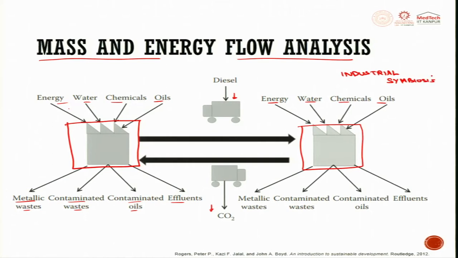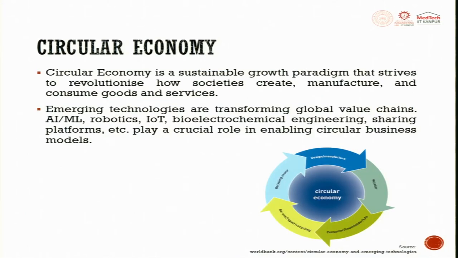But this is how we need to understand the systems keep on going. To understand this, how do the systems help each other? Industrial symbiosis is one of the methods or concepts that could be instituted, but we need to understand in a broader viewpoint what a circular economy is. Circular economy is a sustainable growth paradigm. Paradigm means a situation, design, a change that strives to revolutionize how societies create, manufacture, and consume goods and services.